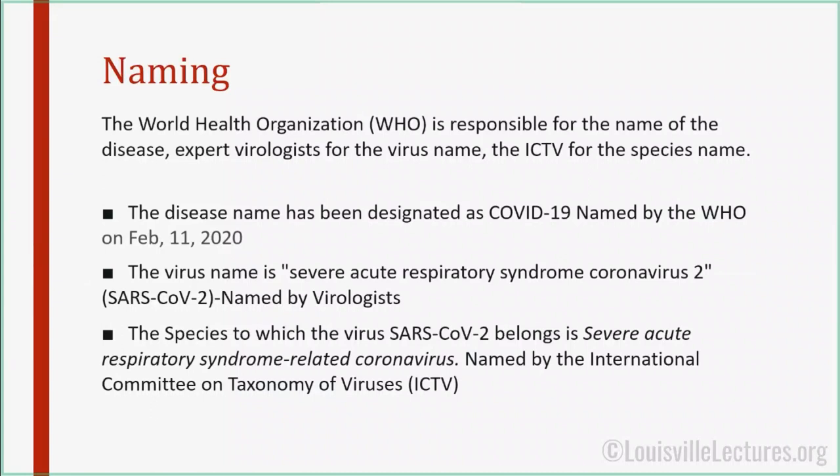The disease name was designated as COVID-19 by the WHO in February of this year. The virus name, severe acute respiratory syndrome coronavirus 2, was named by the virologists, and the species to which it belongs is the SARS-CoV-2 virus. The species is the severe acute respiratory syndrome-related coronavirus.